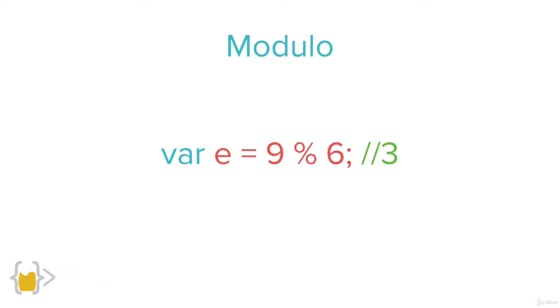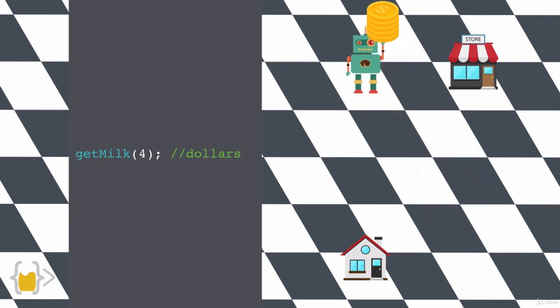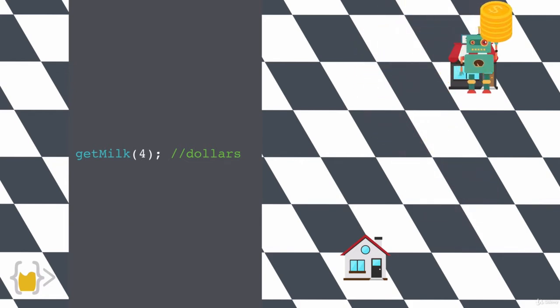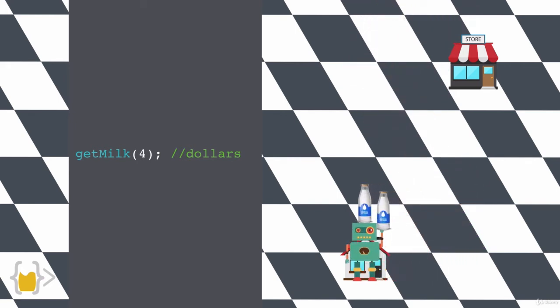So if you remember, the modulo works like this. With 9 divided by 6, 6 only goes into 9 once. So we get a remainder of 3. So in this case, the variable e is equal to 3 because the modulo gives you the remainder of the division. So in this function, if we gave an input of $4 and each bottle of milk costs $1.5, then the robot will buy 2 bottles of milk, which will cost $3, and it'll give us $1 change.